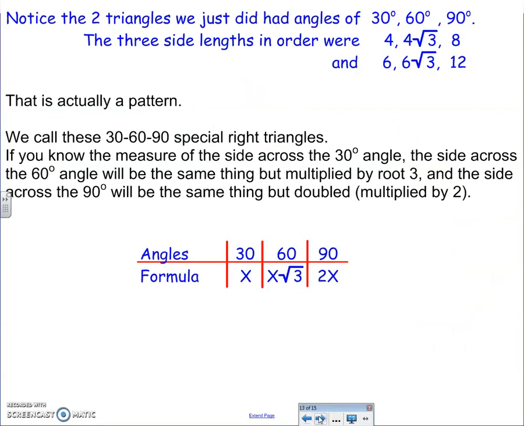Notice the two triangles we did had angles 30, 60, 90, and the three sides in order were 4, 4 root 3, 8, and then 6, 6 root 3, 12. Again, that's not a coincidence, that's actually a pattern. We call these 30, 60, 90 special right triangles. If you know the measure of the side across the 30-degree angle, the side across the 60-degree angle will be the same thing, but you multiply by root 3. And the side across the 90 degrees will be the same thing, but doubled, so multiply by 2. Everything's based on the 30-degree angle, the smallest side.